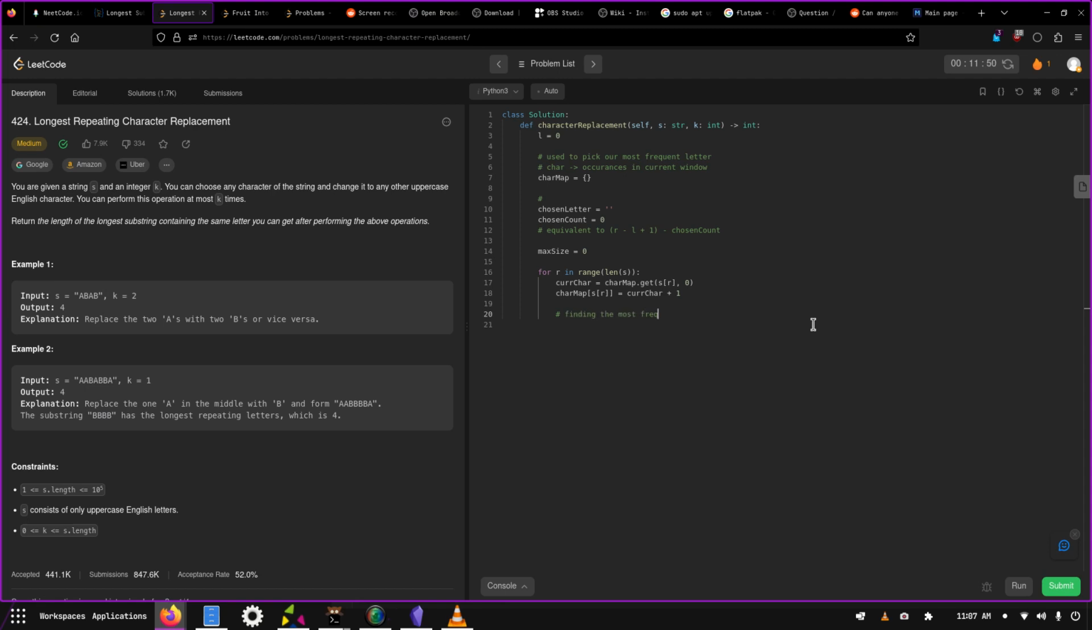finding the most frequent character in the sliding window, and perhaps decrementing the sliding window if chosen count plus k is greater than r minus l plus 1. If chosen count plus k is greater than r minus l plus 1.